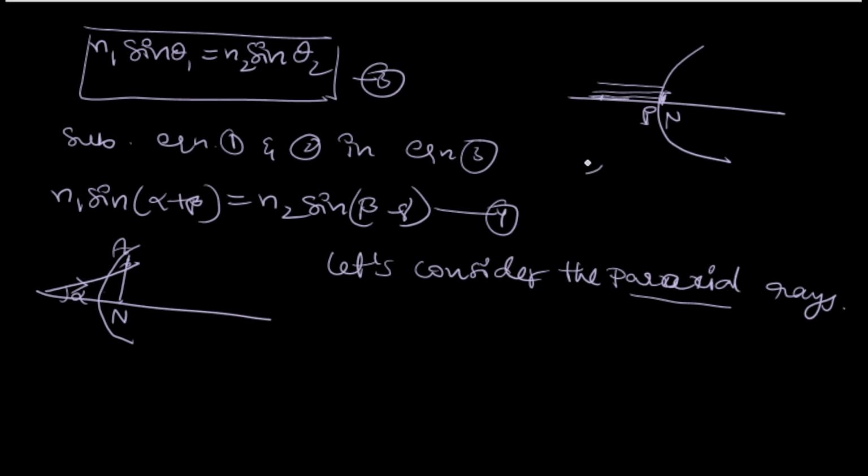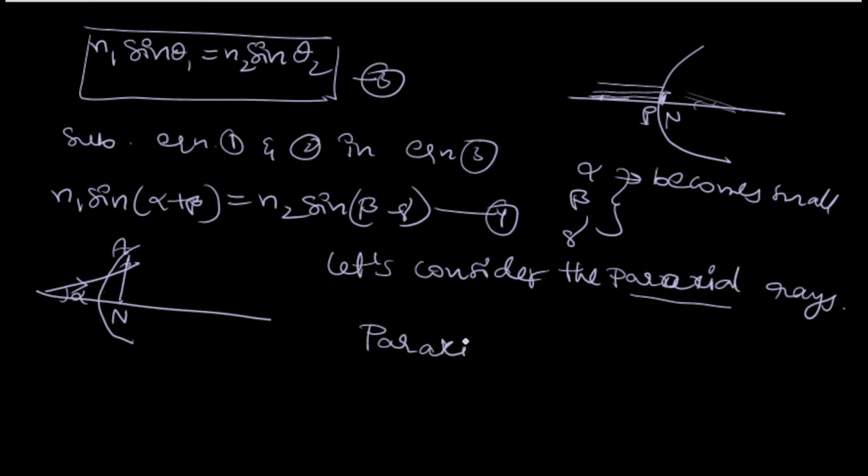The angle alpha becomes very small, right? Not only alpha, on this side we have beta and gamma, right? These angles also become small. That means angles alpha, beta and gamma become very small. This approximation is known as the paraxial approximation.